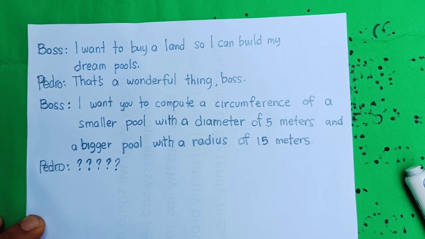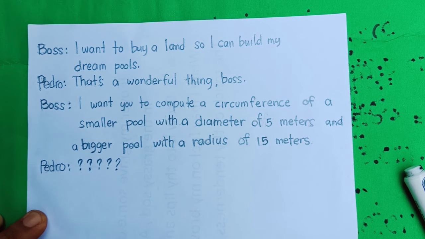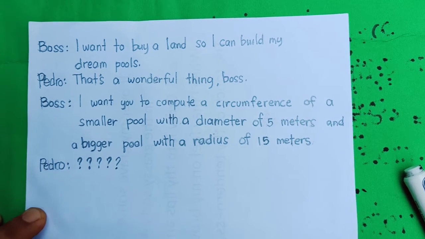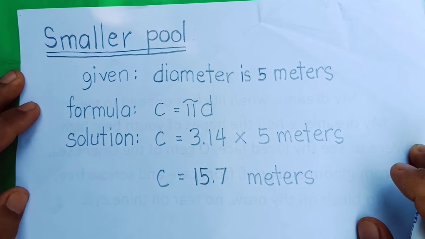Let's try to help Pedro solve his problem. But first, we will read their conversation. Boss, I want to buy a land so I can build my dream pools. Pedro, that's a wonderful thing, boss. Boss, I want you to compute the circumference of a smaller pool with a diameter of 5 meters and a bigger pool with a radius of 15 meters. Pedro, huh? Let's help Pedro to solve his problem.